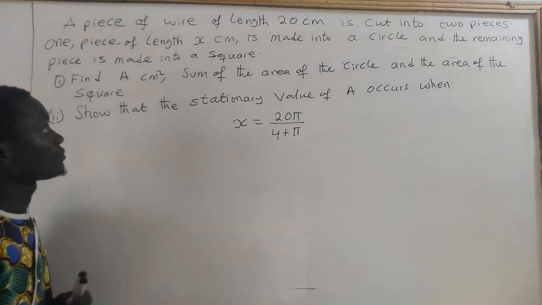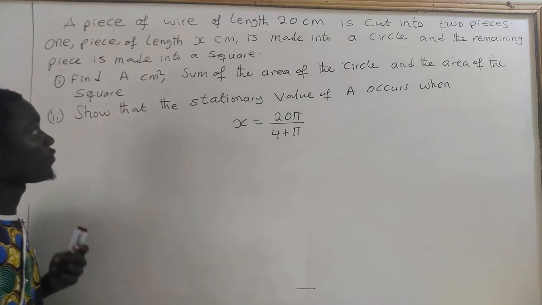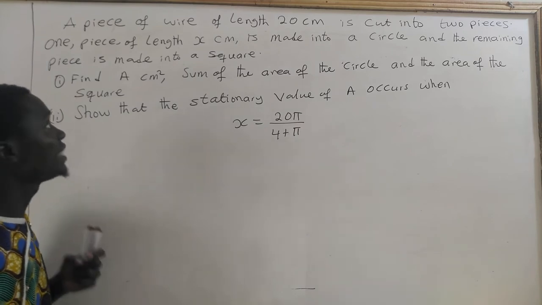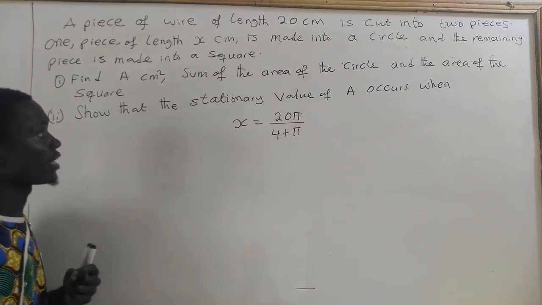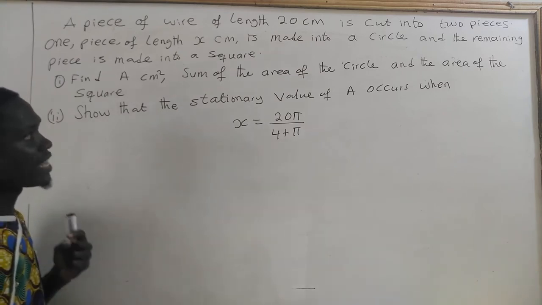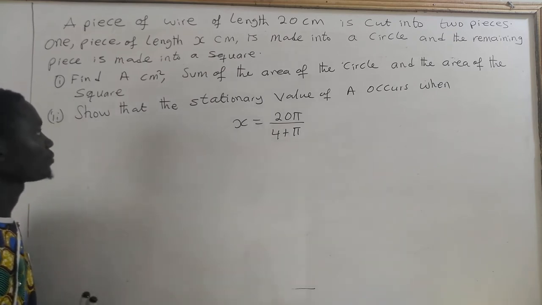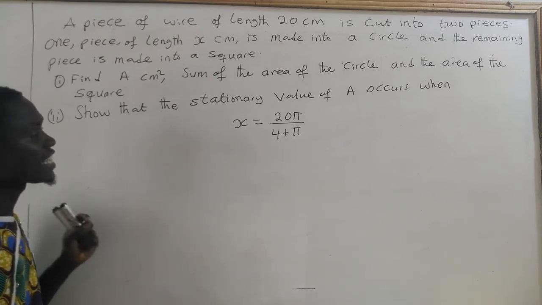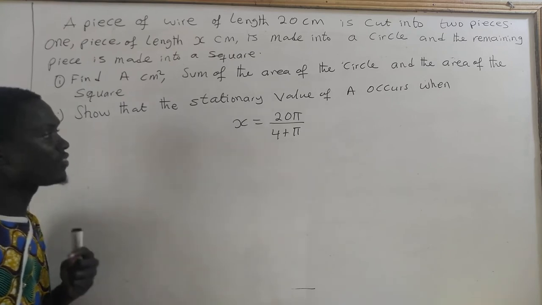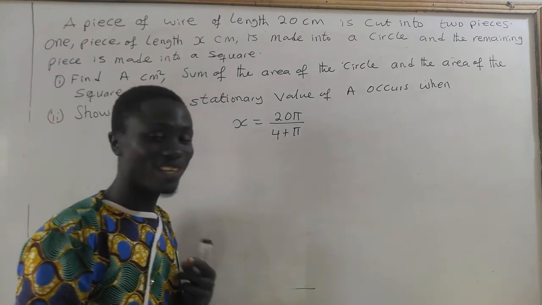A piece of wire of length 20 centimeters is cut into two pieces. One piece of length x centimeters is made into a circle and the remaining piece is made into a square. We have to find A in centimeters squared, the sum of the area of the circle and the area of the square, and show that the stationary value of A occurs when x equals 20 pi divided by 4 plus pi. It is very interesting, but you will get it.